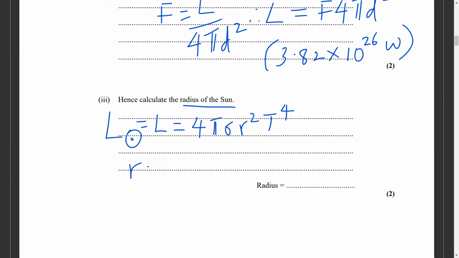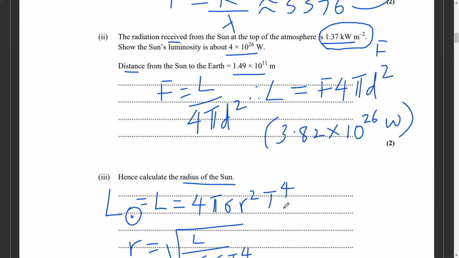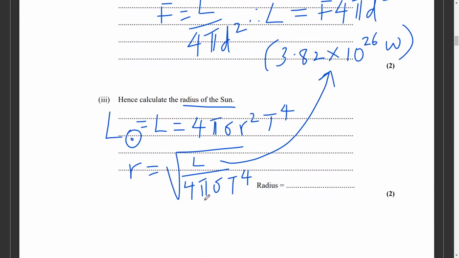Make R the subject of the equation, and R is going to be L over 4 pi phi T to the 4. All right, so you need to work this out. You already have your L, and where's your L? Well, you just found it. This is your L, okay? And of course, you have your 4 pi, and you have phi there, T to the 4.